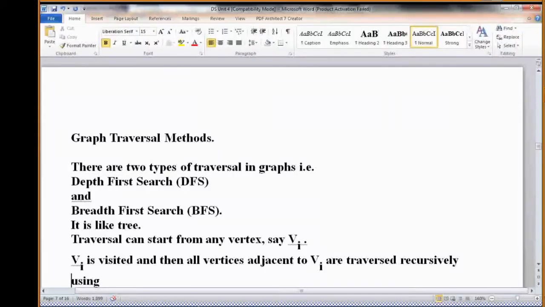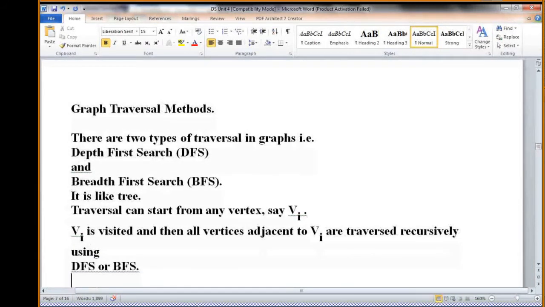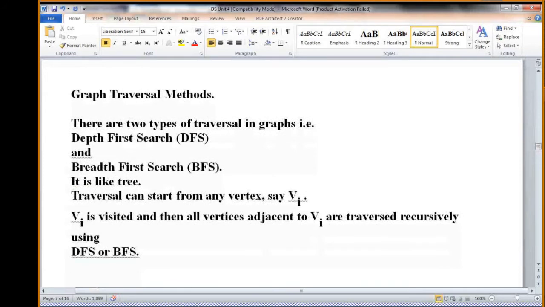Now we have seen graph representation, and now graph traversal methods. How will it traverse? Traversing means visiting each node exactly once. When you are visiting all the nodes, if a node is already visited, we mark it as visited, so that the next time we never visit it again. There are 2 methods, DFS and BFS.